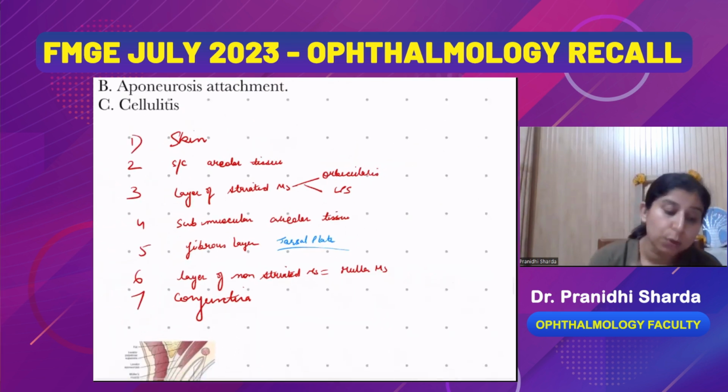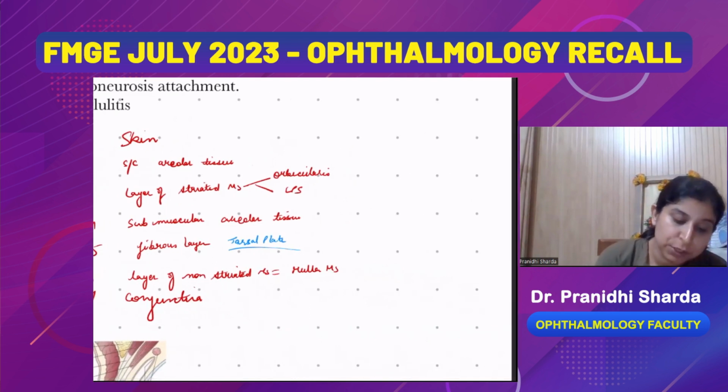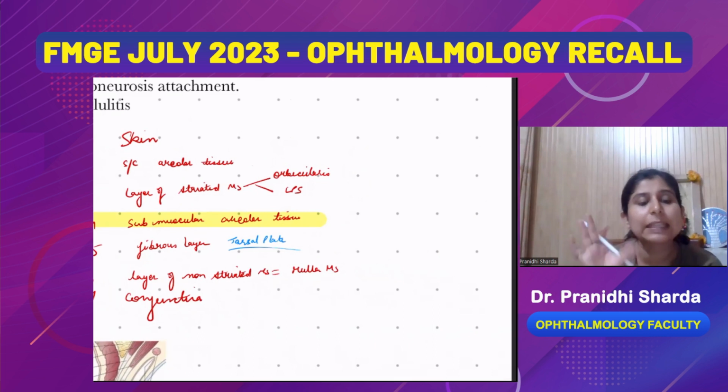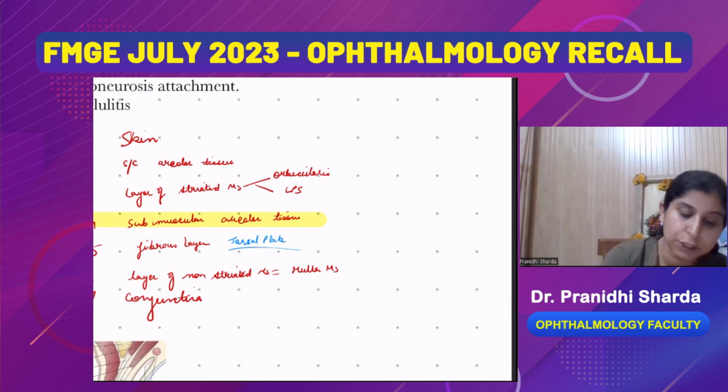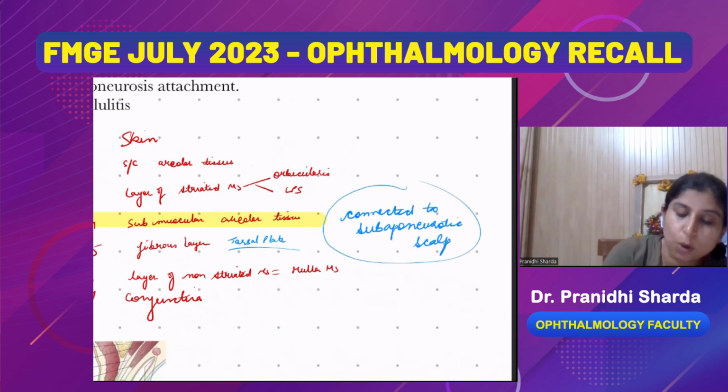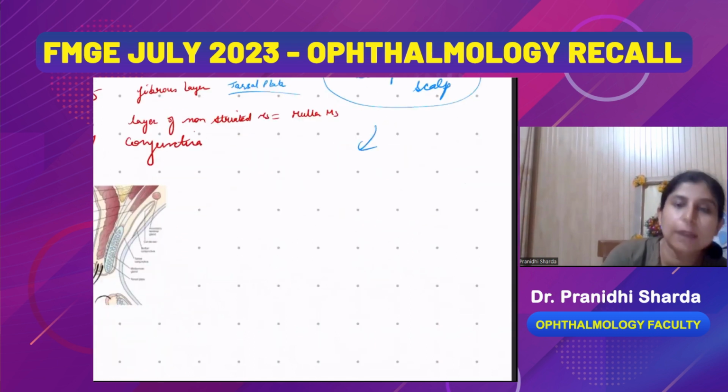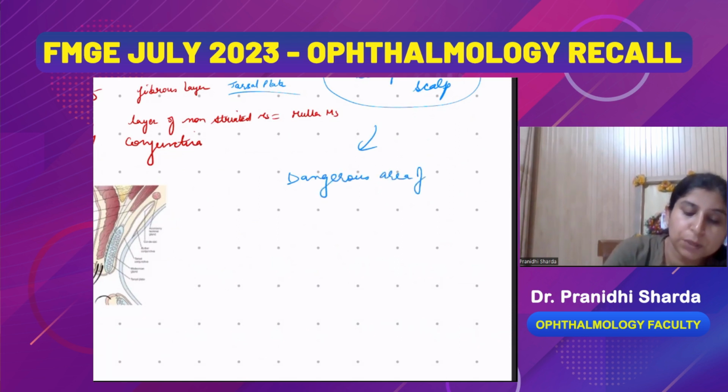Now out of these 7 layers, the submuscular areolar tissue is basically connected, or communicating, to the subaponeurotic layer of the scalp. What is the subaponeurotic layer of the scalp? It is the dangerous area of the scalp. I hope all of you remember it as the dangerous area.